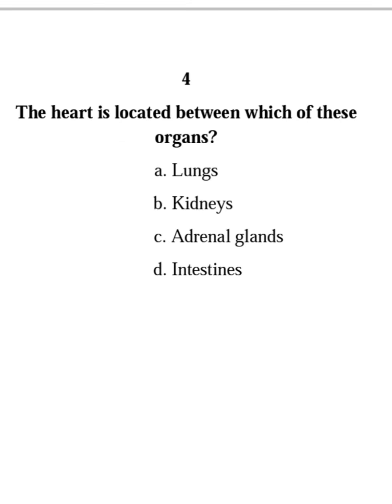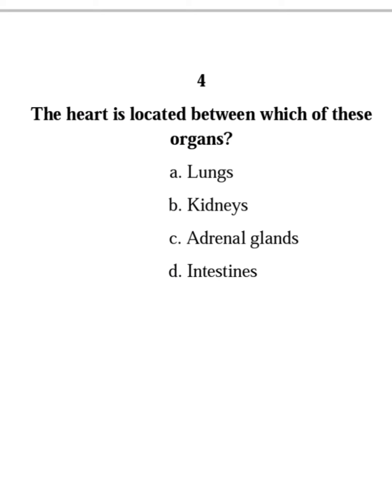Number 4. The heart is located between which of these organs? Lungs, kidneys, adrenal glands, intestines. The correct answer is A. So the heart is located between the right and left lungs.